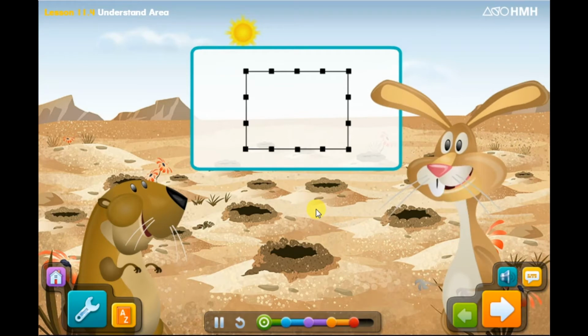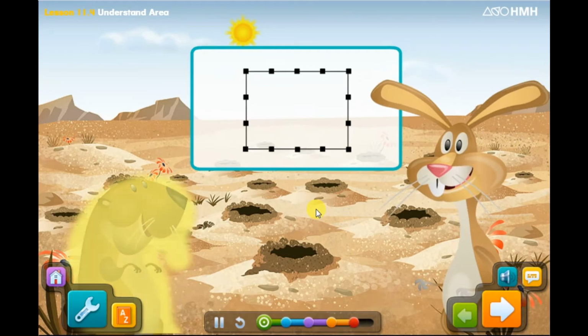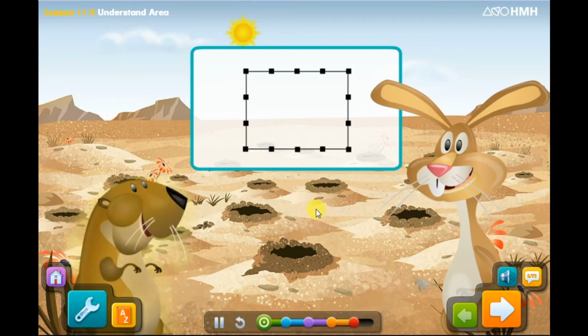So I think Pedro has an idea. Let's find out. Pedro's idea is to measure the area, and the area measures the space inside any figure or any shape, not the perimeter, and that's the difference. Pedro thinks that to measure the space inside the fence, we need to know the area. Let's learn how to measure the area. Come on.